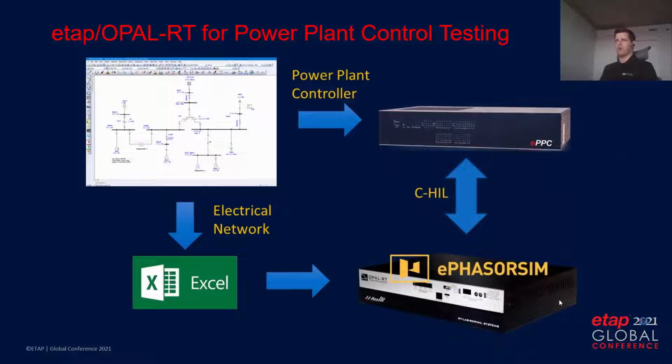As you've seen in the great demonstration that was done by Nitin, you can design your power plant or any other type of power system in ETAP and export this network to an Excel file that can be used with our ePHASORSIM solver. That's a toolbox for phasor domain simulation embedded in the RTLab software that allows you to simulate in real time on an OpalRT simulator platform to test your controller in the loop. Here, that would be the power plant controller.